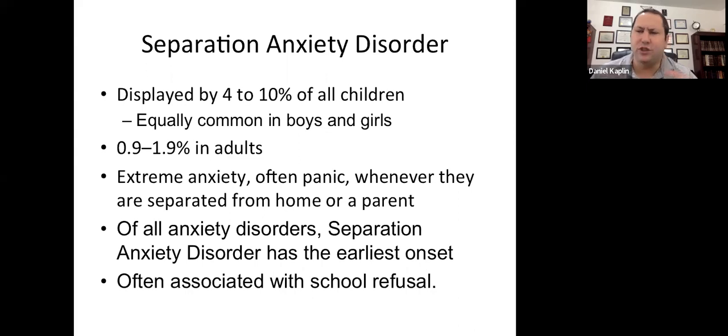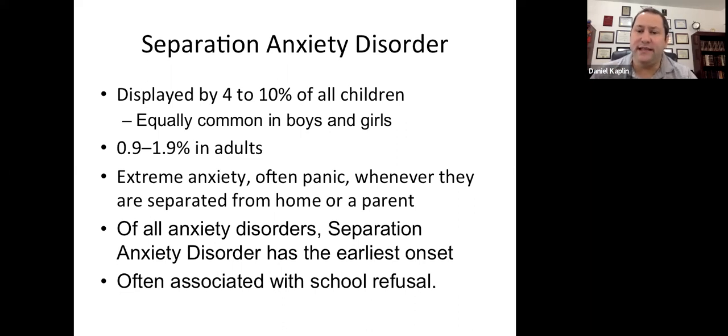So there's extreme anxiety, there are panic features anytime this child is separated from their home or their parent. Or in the case of an adult, it could occur when you're separated from your romantic partner or things of that nature. So this is separation anxiety disorder. This is the frequency by which it occurs.